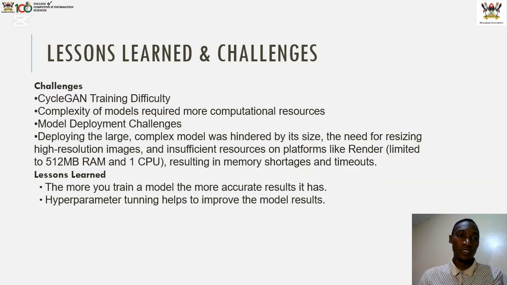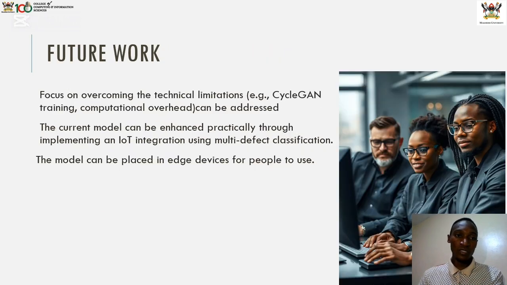Then the lessons learned and challenges. Some of the challenges were that we had difficulty developing a CycleGAN model. We had difficulty deploying since the model was large. We also had difficulty with high resolution images; they were a bit hard to work around with. The lessons we learned: hyperparameter tuning helps you improve the model and come up with more accurate results. And the more you train the model using a high number of epochs, the better models you develop, as the model gets familiar with the images. And the future works.